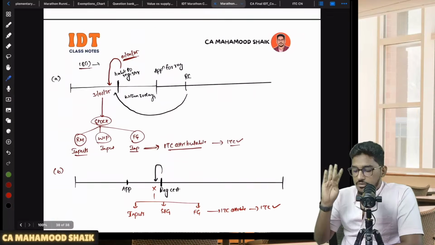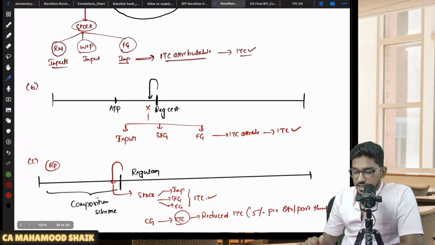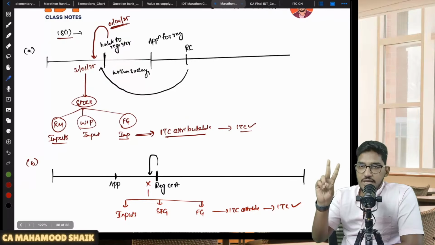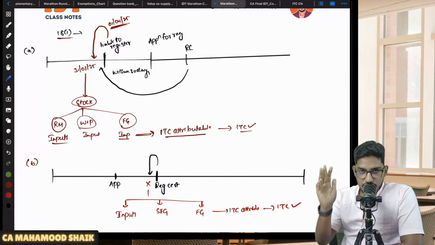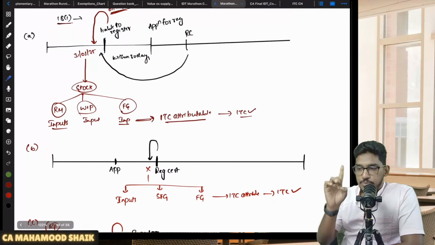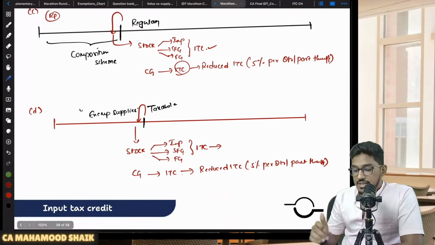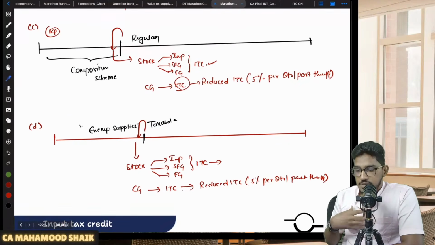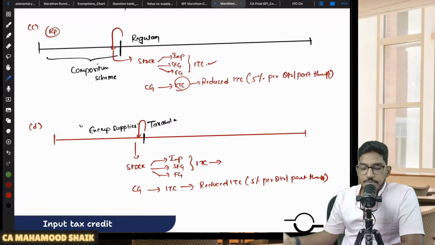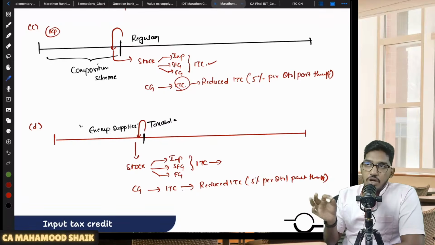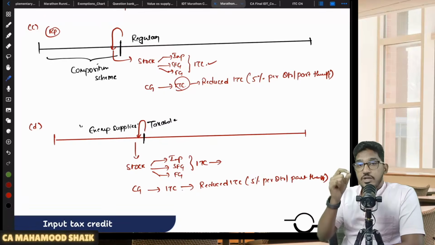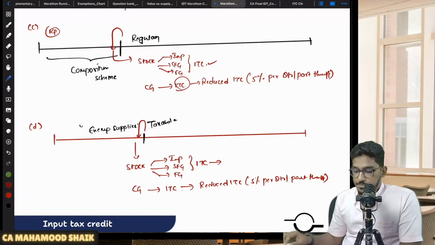Clear? So there are a total of 4 special circumstances where you can avail input tax credit. In the 2 circumstances on taking registration, A and B, you can take ITC only on inputs. Whereas in cases C and D, where you are already a registered person but migrating from composition to regular, or your exempt supply is converting to taxable supply, you can take ITC on your inputs and even reduced ITC on your capital goods.